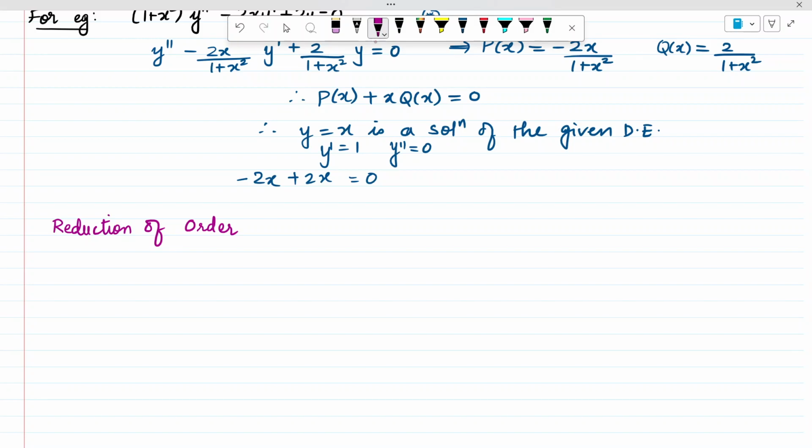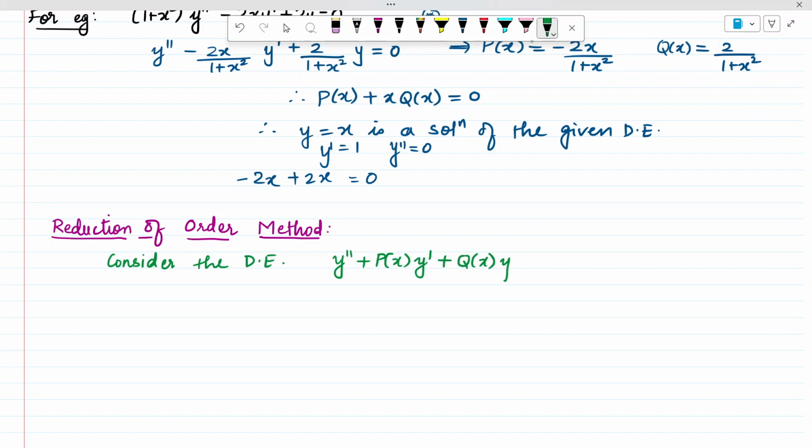और यहाँ पे we will learn if I know one of these solutions, second solution कैसे ढूंढना है या फिर general solution कैसे ढूंढना है. Okay, that is what we are going to learn over here. Okay, so again we will start by considering the differential equation y double dash plus p of x y dash plus q of x into y equal to 0. I'll call this as equation number 1. Again, I want you to note that y double dash का coefficient जो है 1 है. ठीक है?